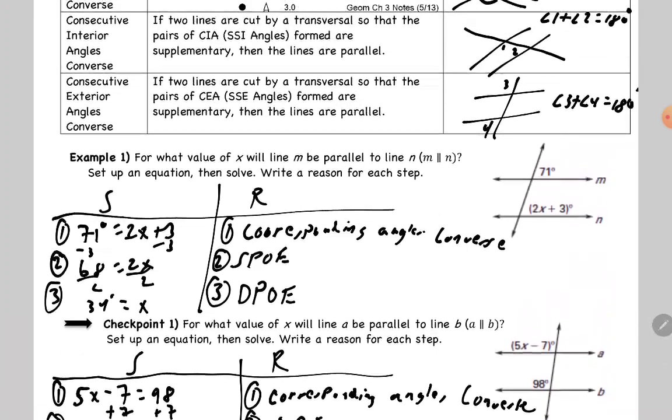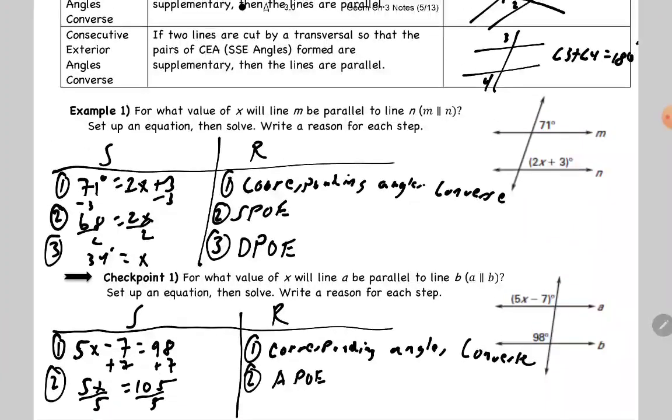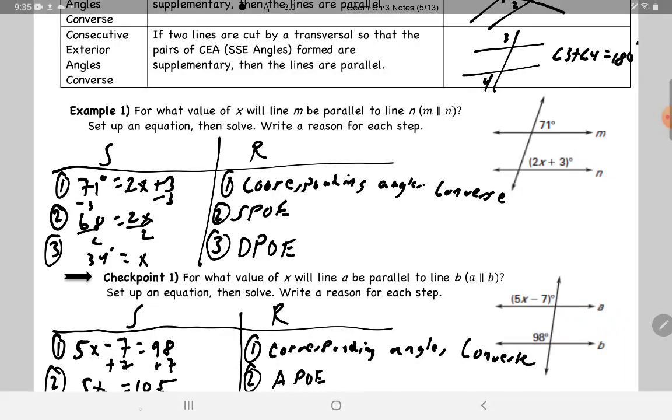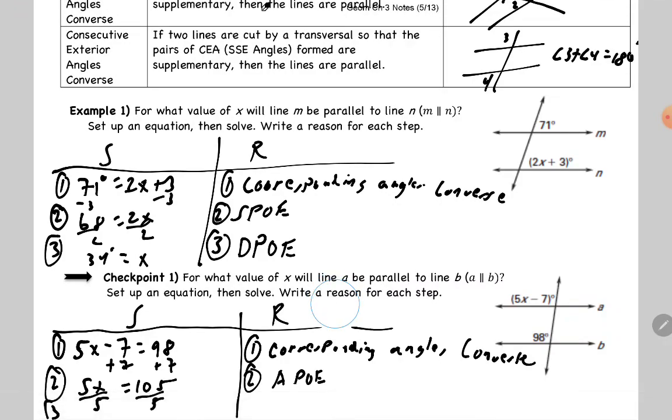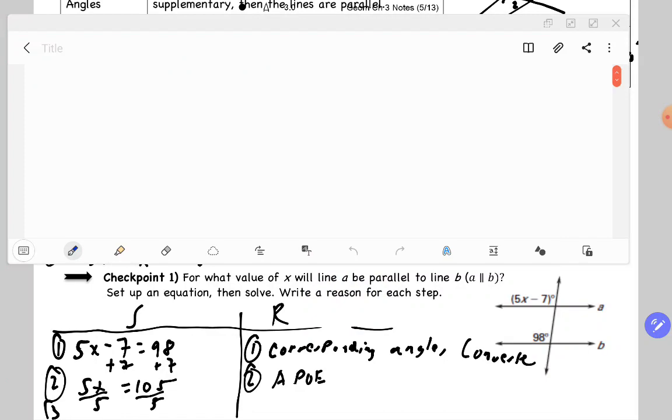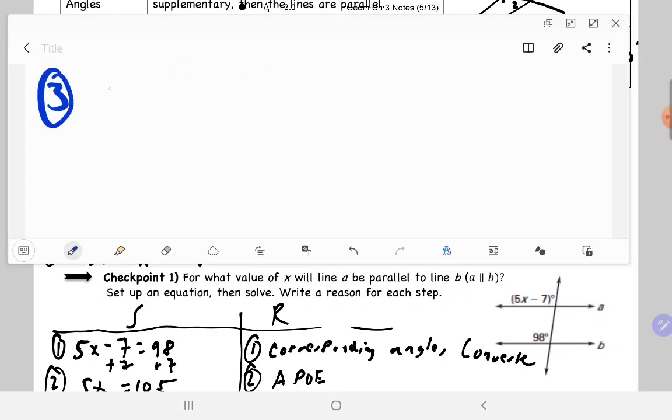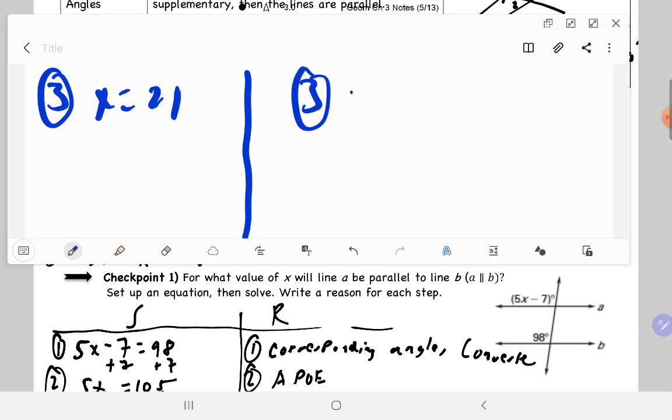I don't have any space. But you would put, oh, maybe I can get some notes here. There we go. So the third one, you would get x equals 21. And that was through the division property of equality. Alright, let's move on.